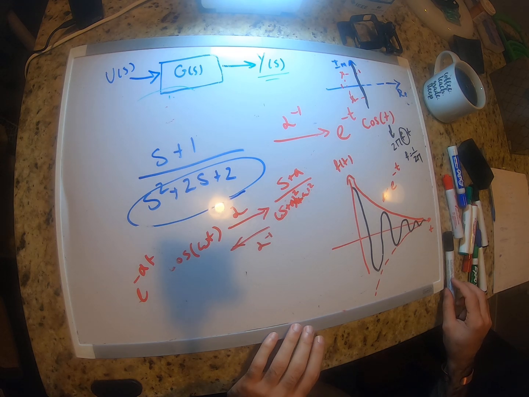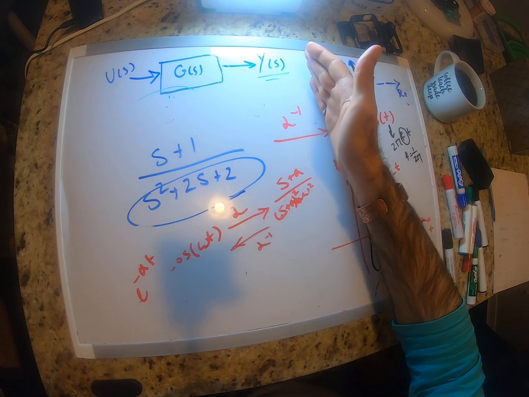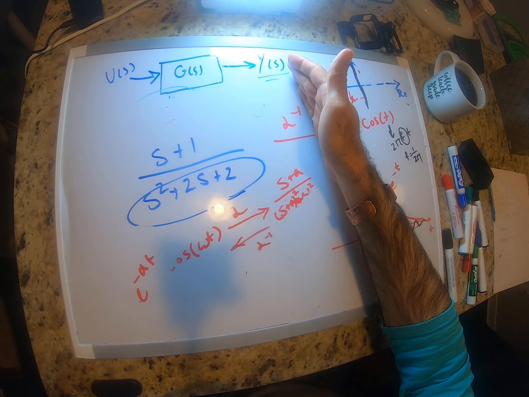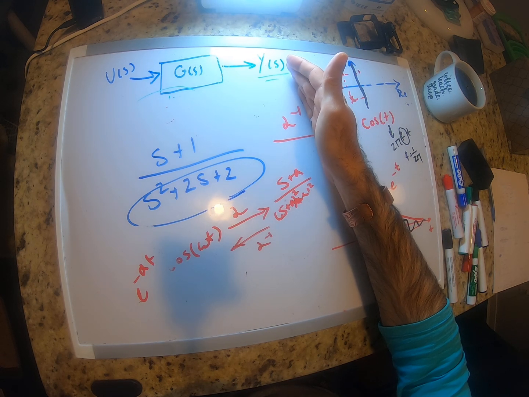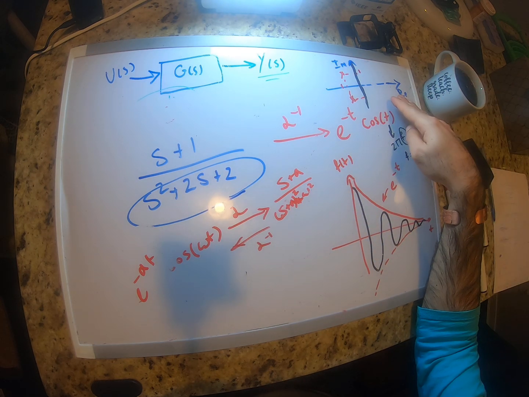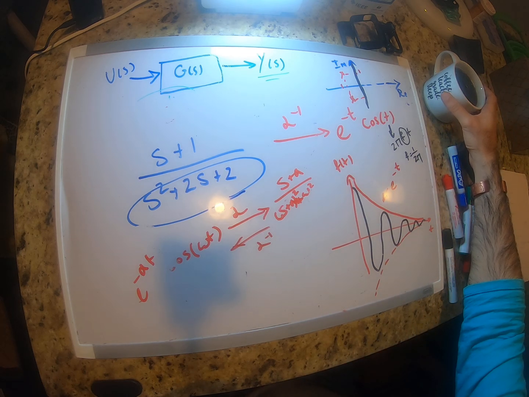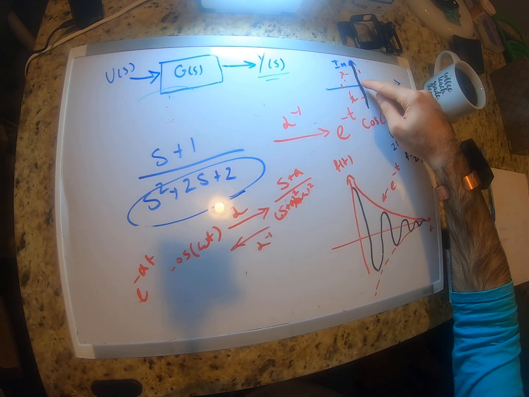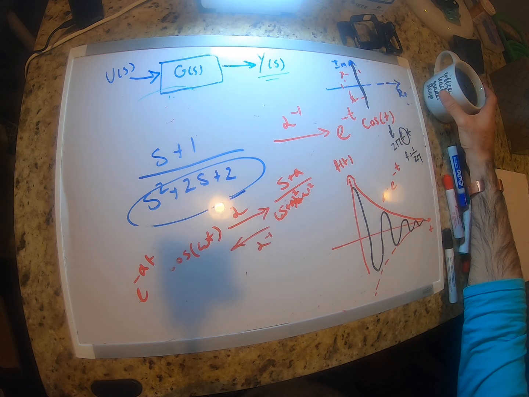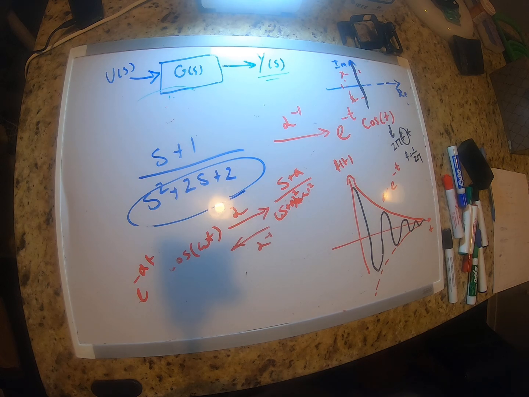Okay, just to summarize, if all your poles are in the left plane, your system is going to be asymptotically stable, or stable in short. If you have at least one pole on the right side, the system is going to be unstable. And if you have a root on the imaginary axis, that means you're going to have a marginally stable response.